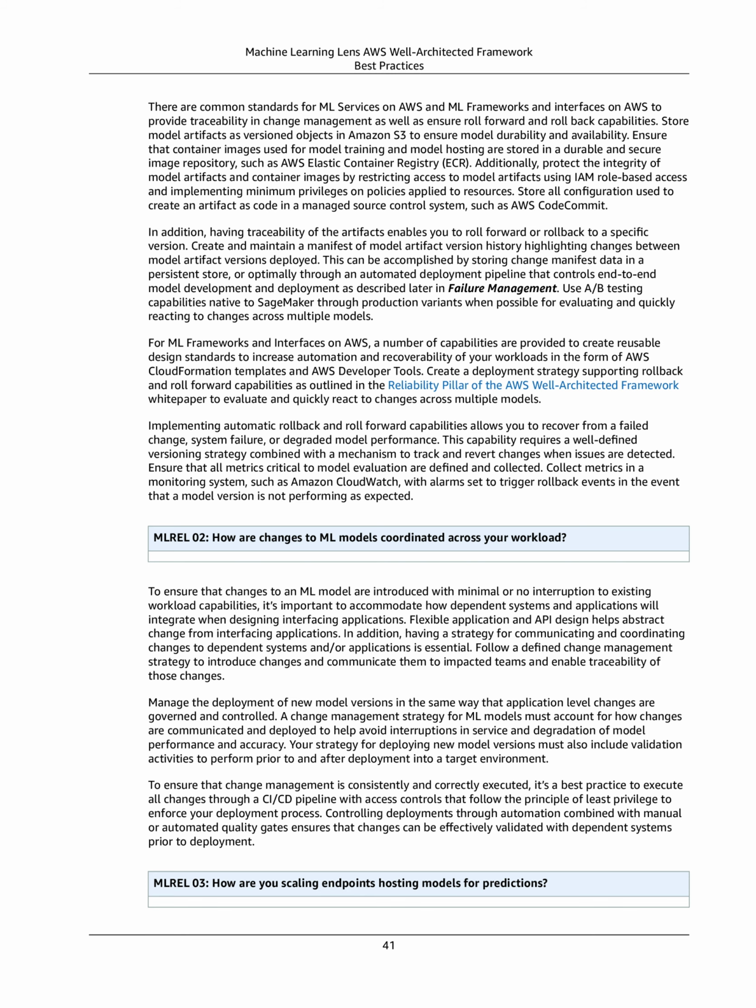Your strategy for deploying new model versions must also include validation activities to perform prior to and after deployment into a target environment. To ensure that change management is consistently and correctly executed, it's a best practice to execute all changes through a CI/CD pipeline with access controls that follow the principle of least privilege to enforce your deployment process. Controlling deployments through automation combined with manual or automated quality gates ensures that changes can be effectively validated with dependent systems prior to deployment.